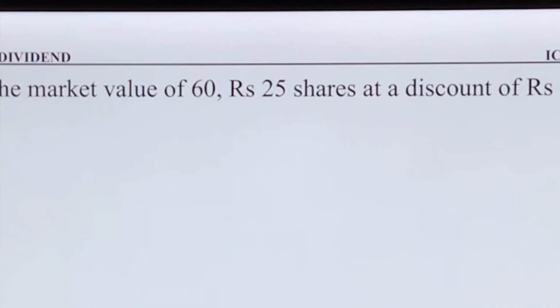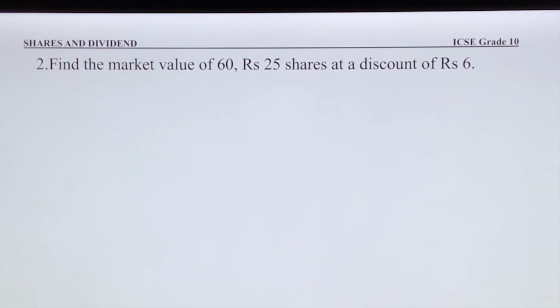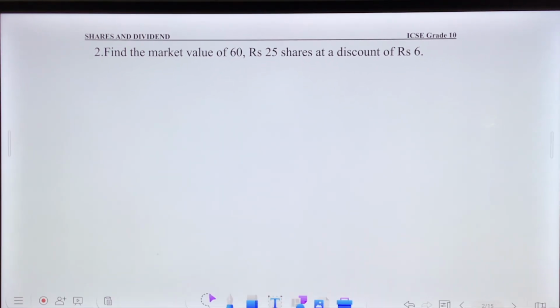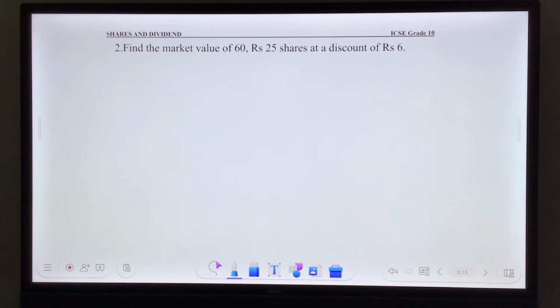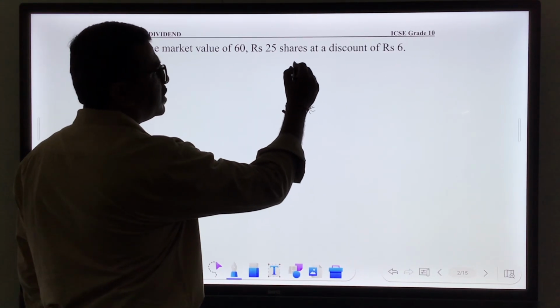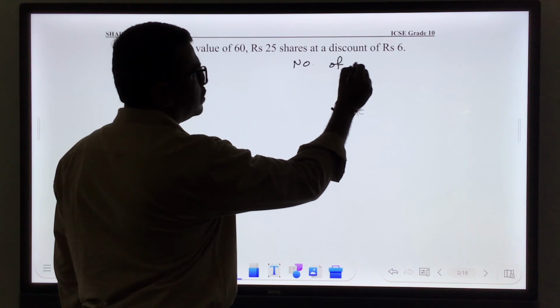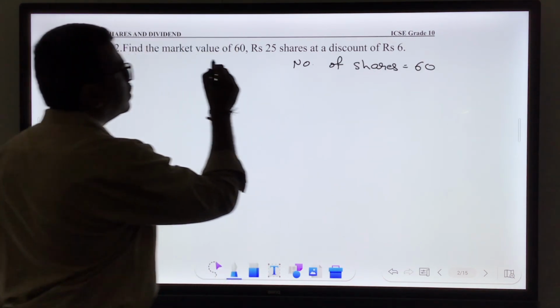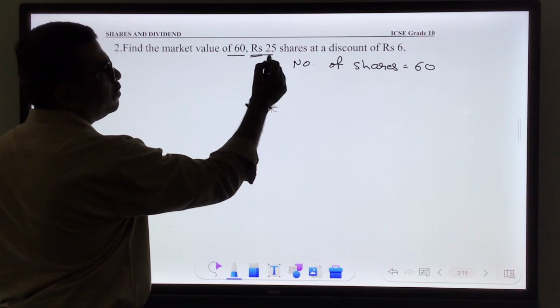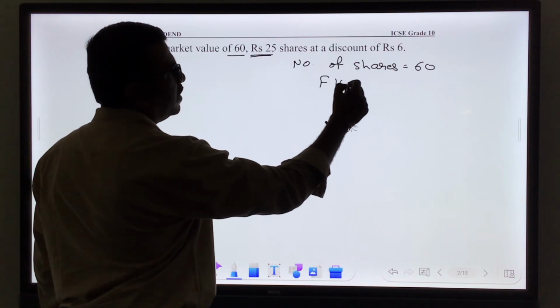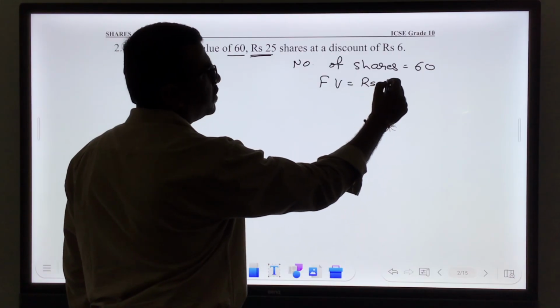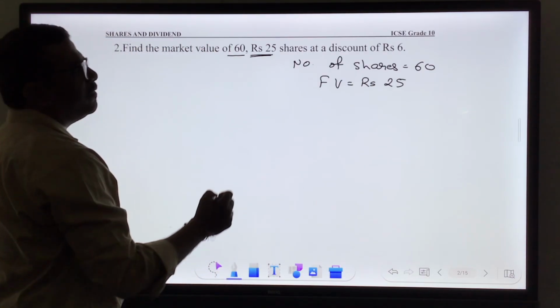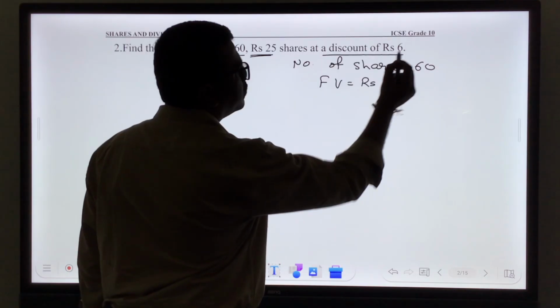The next question is, find the market value of 60 shares of rupees 25 at a discount of rupees 6. So here the number of shares is 60 of face value 25. Face value of one share is rupees 25 and it is available at a discount of 6 rupees.